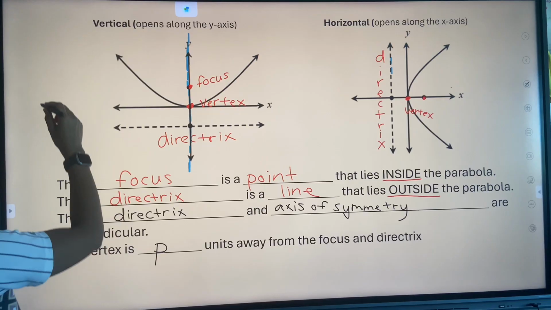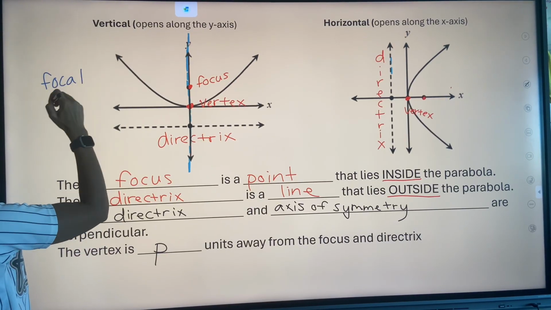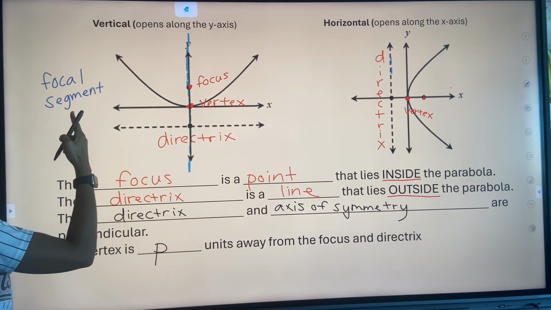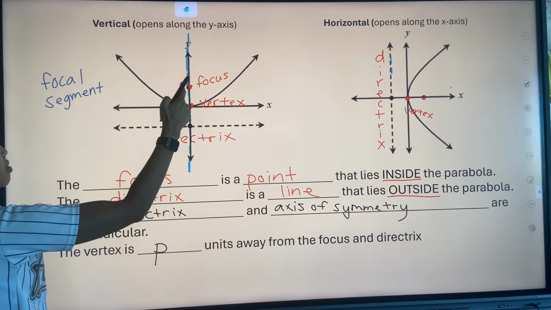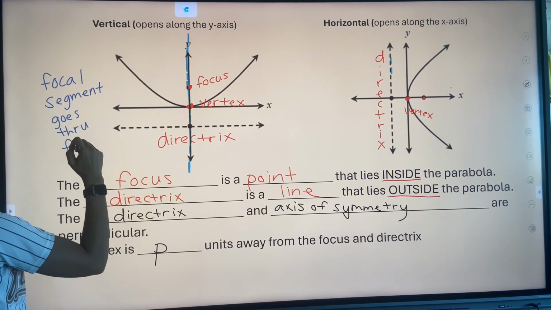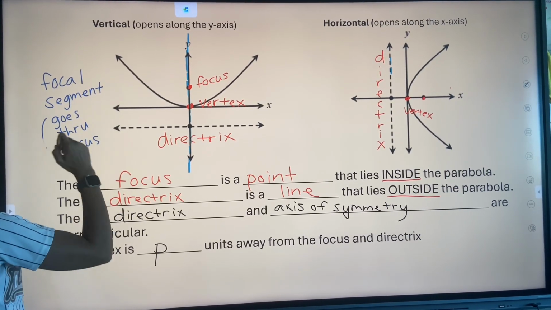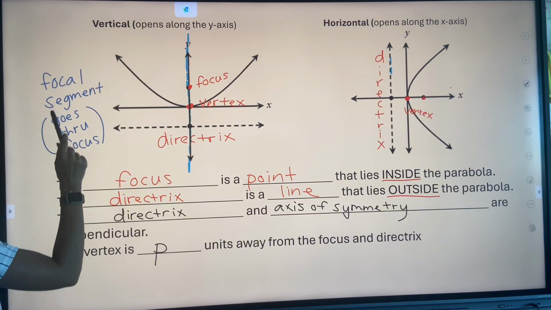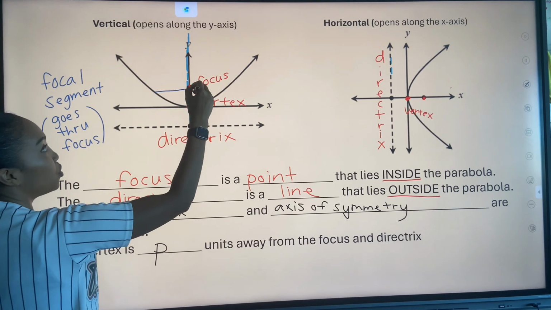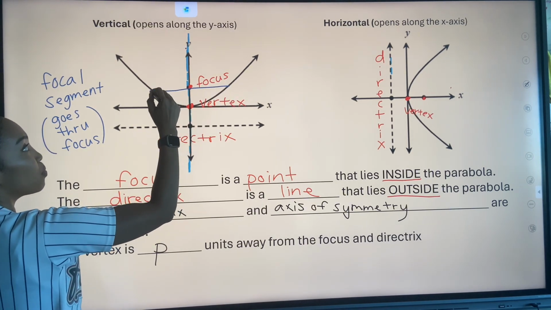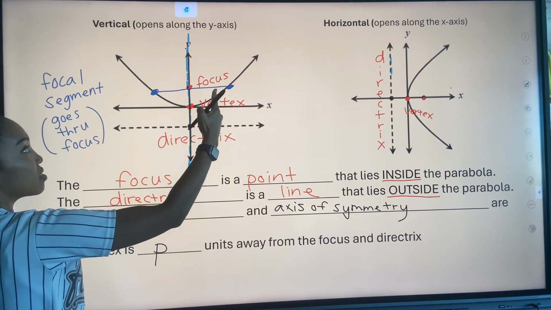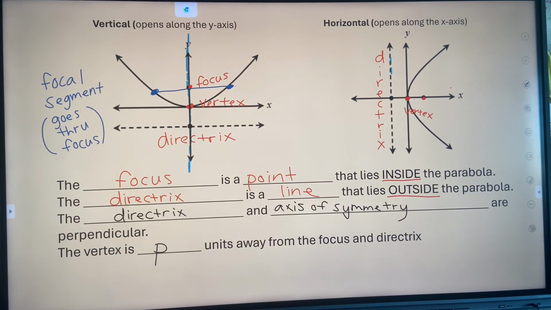One more thing. Write "focal segment." The focal segment is the segment that goes through the focus. I'm going to put "goes through the focus." Okay? That is what your focal segment is. So it's a line, a segment that goes through the focus. It goes from one end of the parabola to the other end of the parabola, and it goes through the focus. That is called the focal segment.